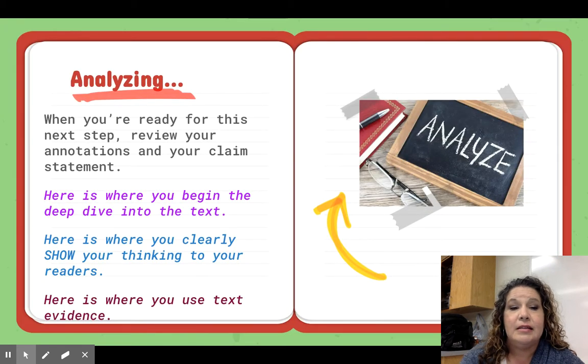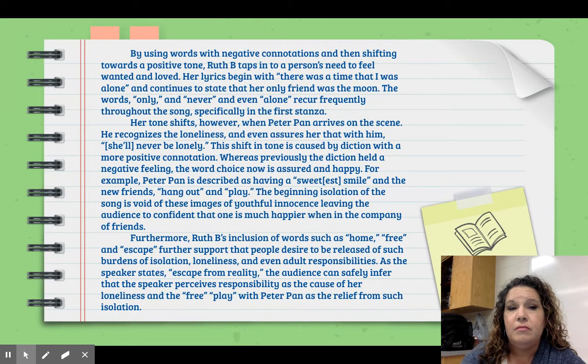When I analyzed and I deep dived into the text, I noticed that not only was she feeling isolated and lonely, but she felt most free when she was in a land where you could stay a child forever. This is where I'm pulling from my evidence, and this is where I'm relying on my text. So in my analysis, I said that by using words with negative connotations and then shifting towards a positive tone, Ruth B. tapped into a person's need to feel wanted and loved.